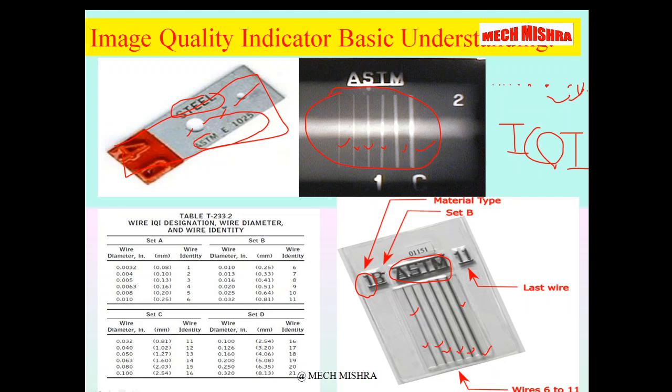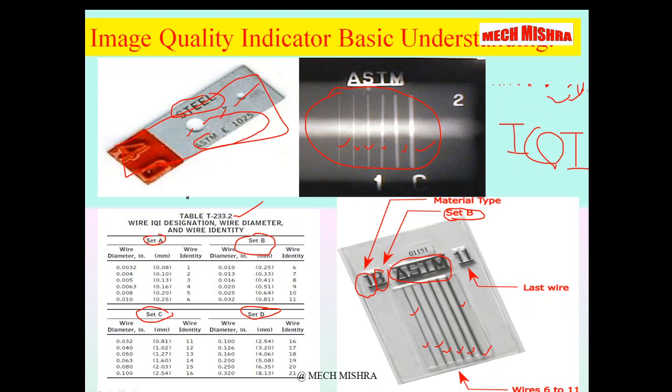Then next is B. So B is the set. For wire type we have 4 sets: set A, set B, set C and set D. This reference I have taken from ASME Section 5 Article 2 and Table T-233.2.